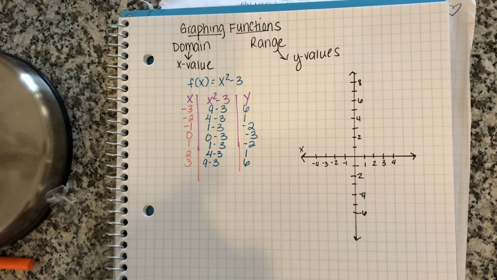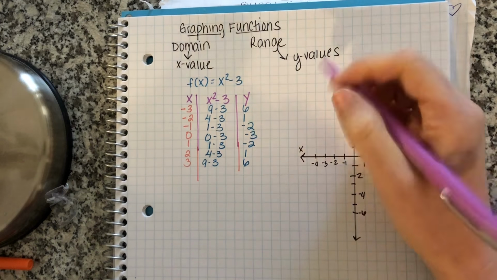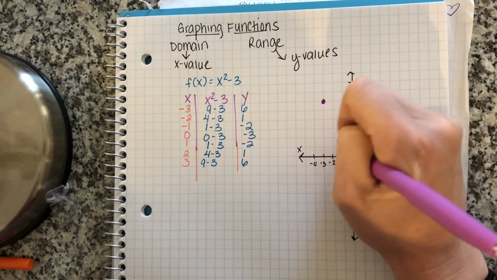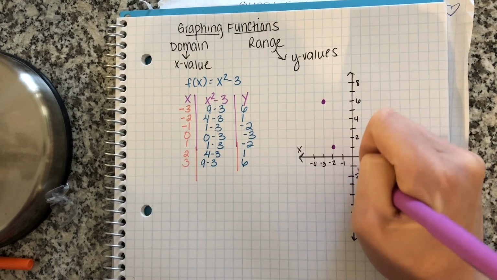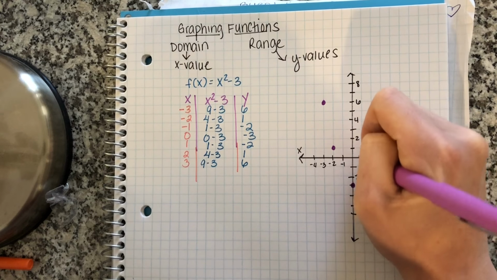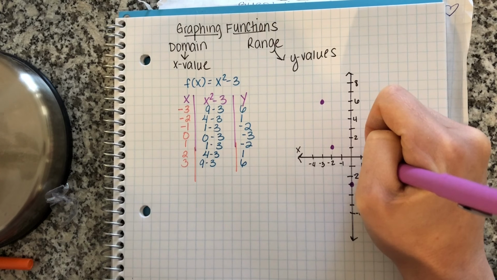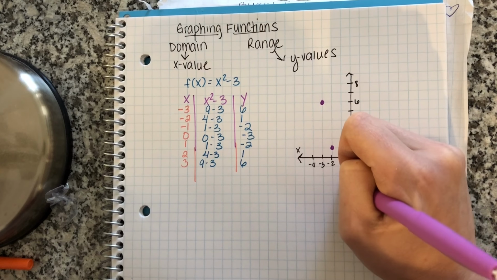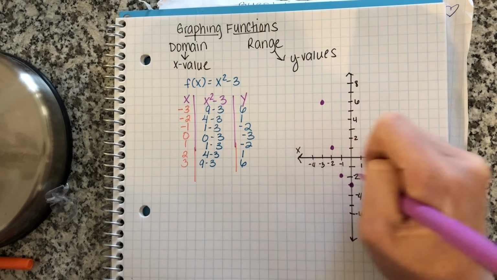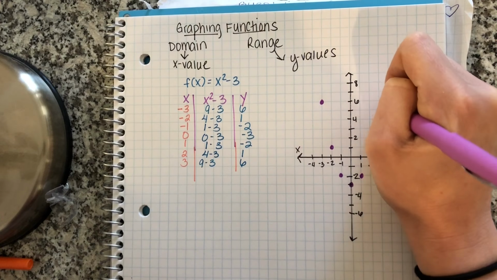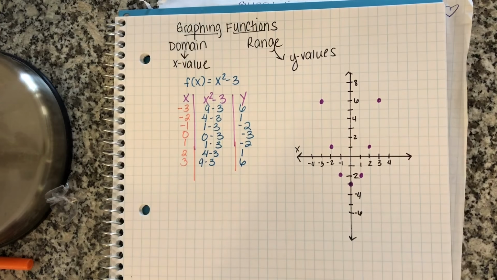Now we can start plotting our points. So we have -3, 6. So -3, 6 is right here. -2, 1 is over here. 0, -3. And then we have 1. Oops, I forgot to do -1. -2, 1. -2, 2, 1, and 3, 6. So there's our graph.